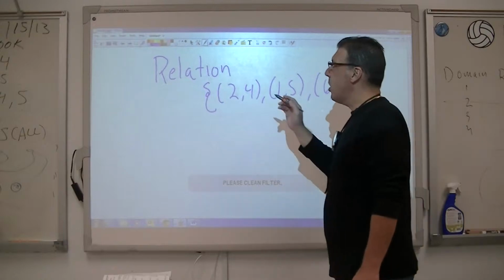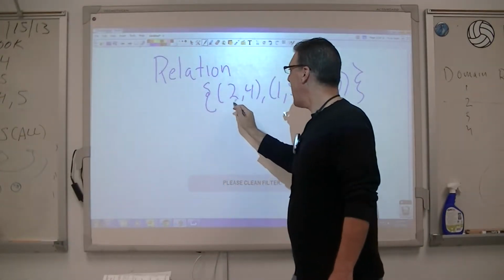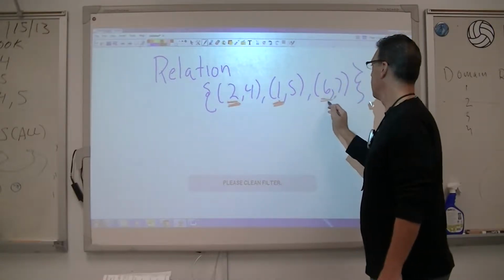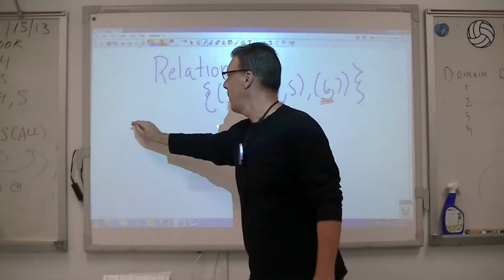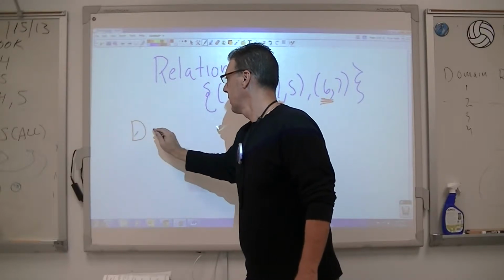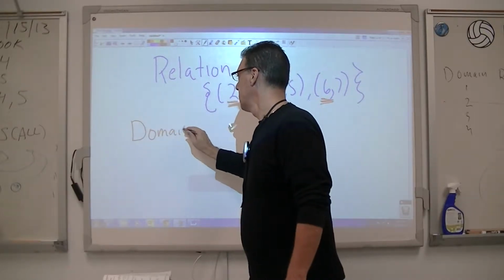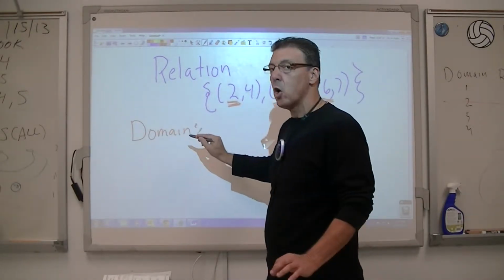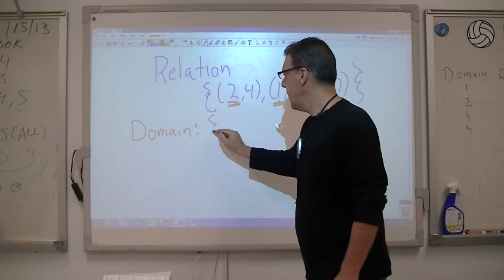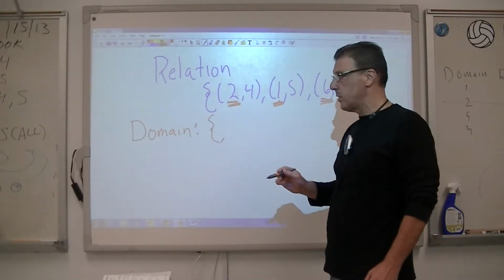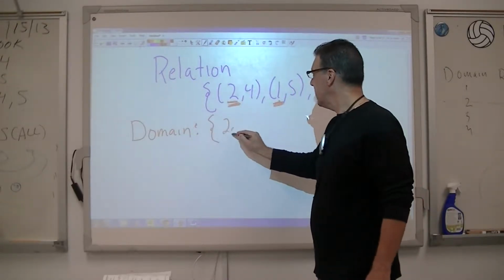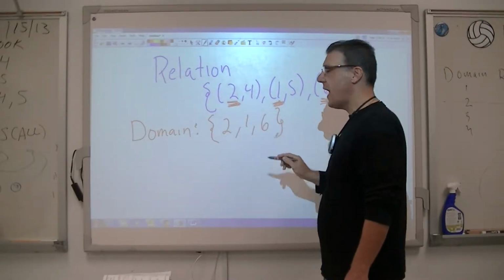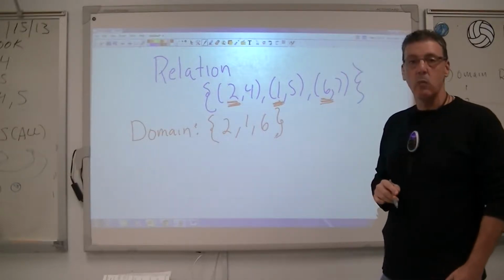The domain are the x values. So the x values here will be our domain. And we express that as domain, followed by a colon, and then in brackets, because it is a set of numbers, we just simply list those numbers, separated by commas, and close the set with the closing bracket.